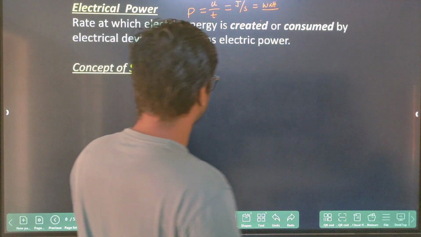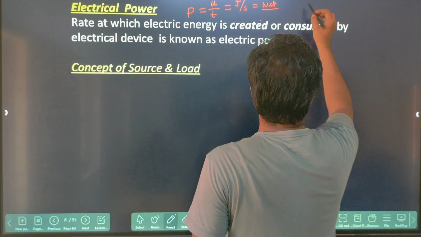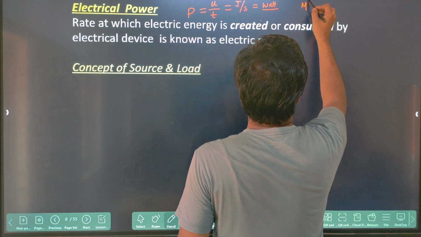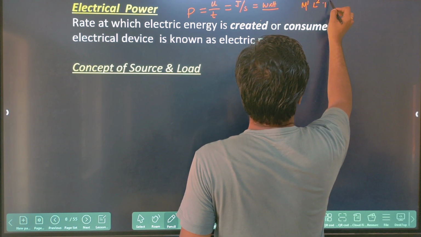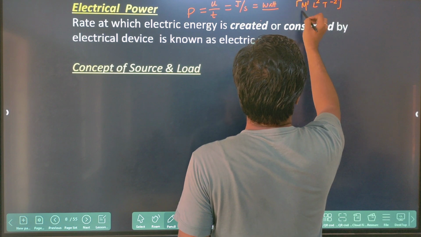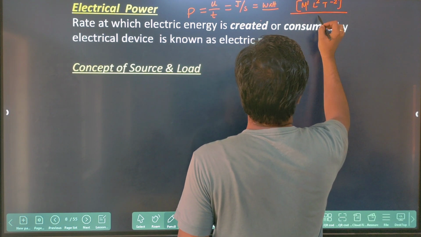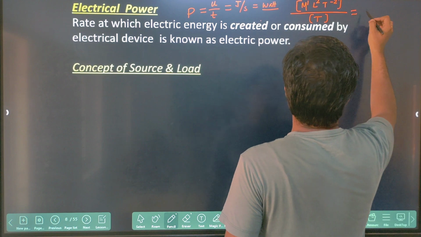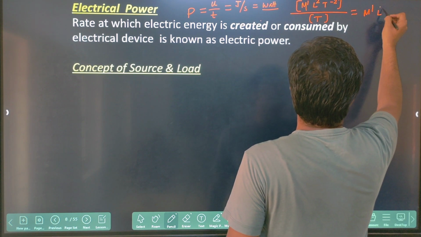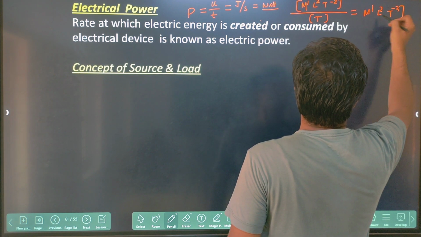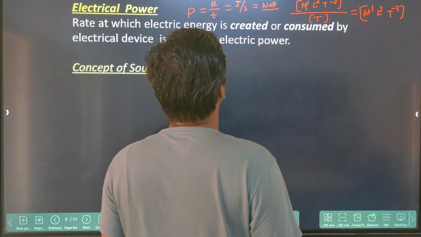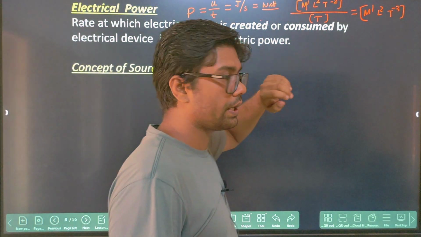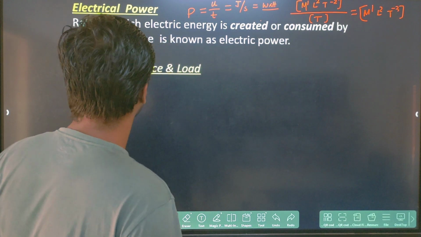If you write down the dimension for it, energy will be M1 L2 T minus 2, divided by time T. So the dimensional formula for power is M1 L2 T minus 3. Clear? This is the dimensional formula for power, and the unit, obviously, you know this.